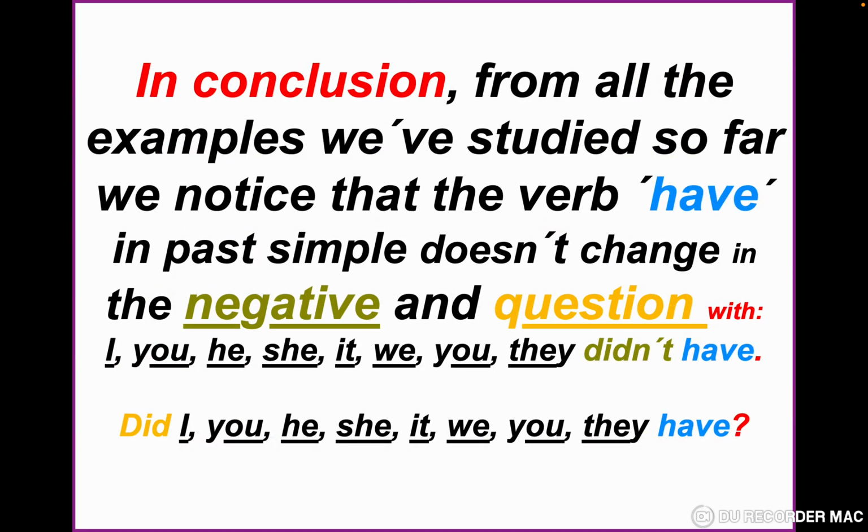So in conclusion, from all the examples we've studied so far, we notice that the verb have in the past simple doesn't change in the negative and question. So I didn't have, you didn't have, he didn't have, she didn't have, it didn't have, we didn't have, you didn't have, they didn't have. And in the question, did they have, did you have, did he have, did she have, did it have, did we have, did you have, did they have.